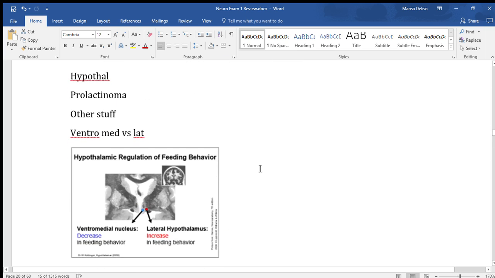Cool, hypothalamus. Just don't forget your endocrine stuff, your prolactinoma is going to hit your cranial nerve too, right? It's going to hit the optic chiasm, all that good stuff, so I'm not going to go into that. What you need to know are the nuclei of your hypothalamus.